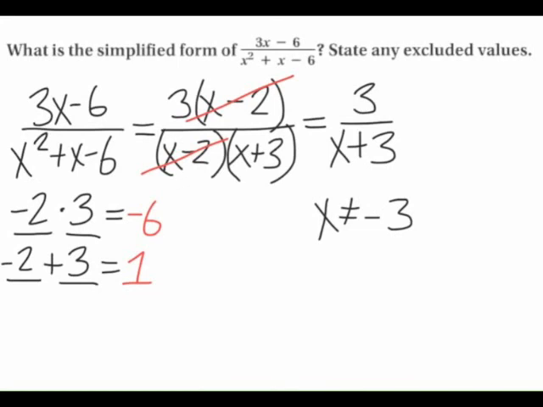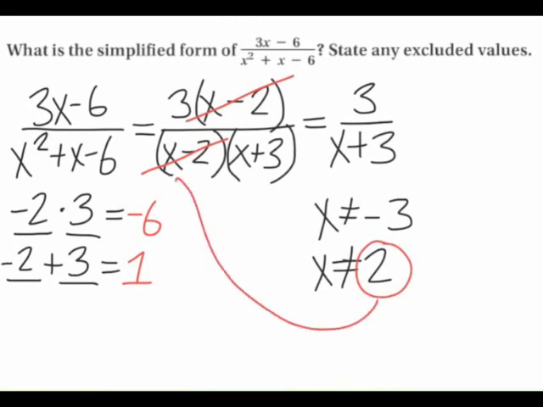But there's another excluded value. The other excluded value is positive 2. Because if you stick in a positive 2 right here, that would also make the bottom of the fraction equal to 0.